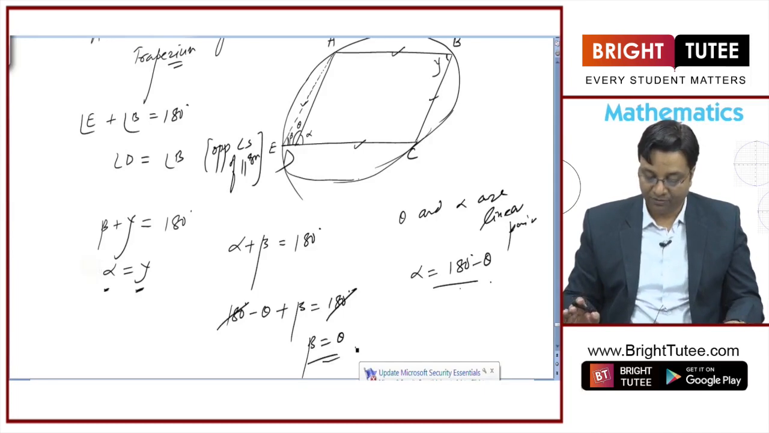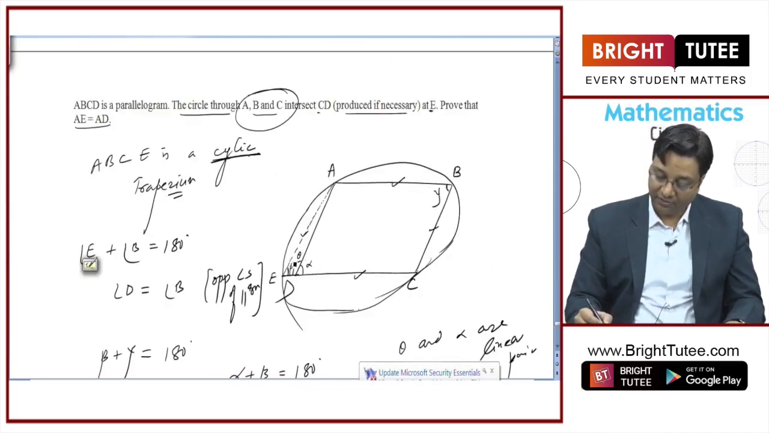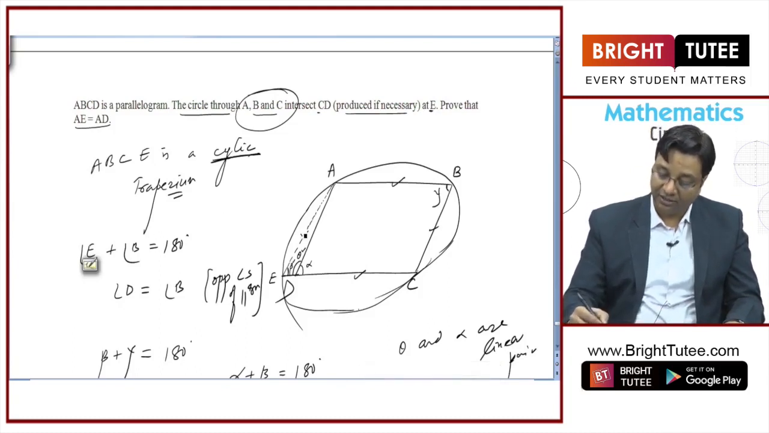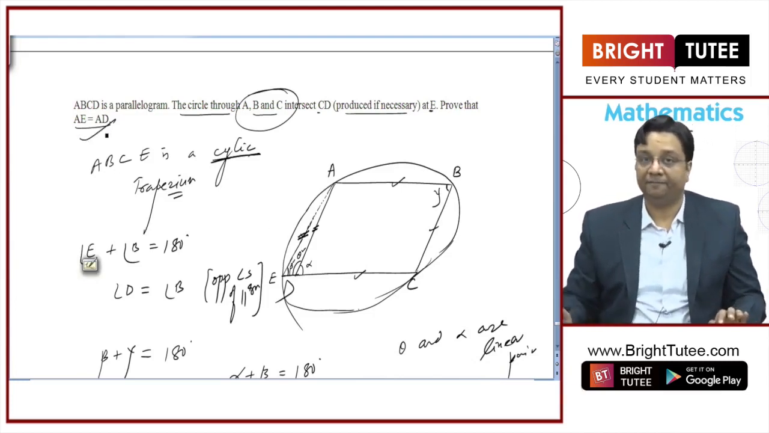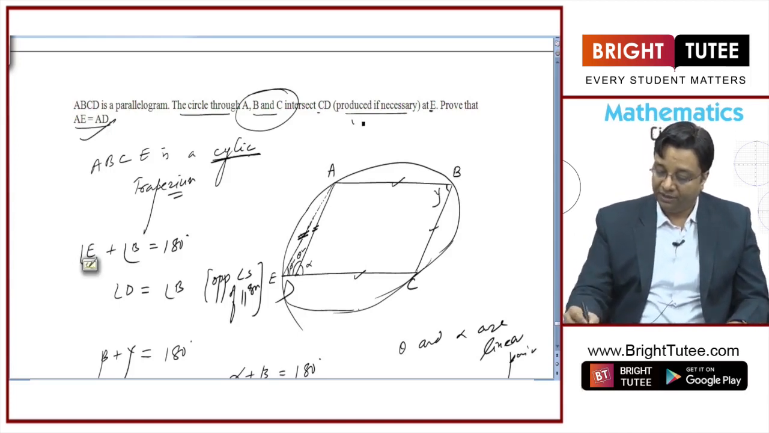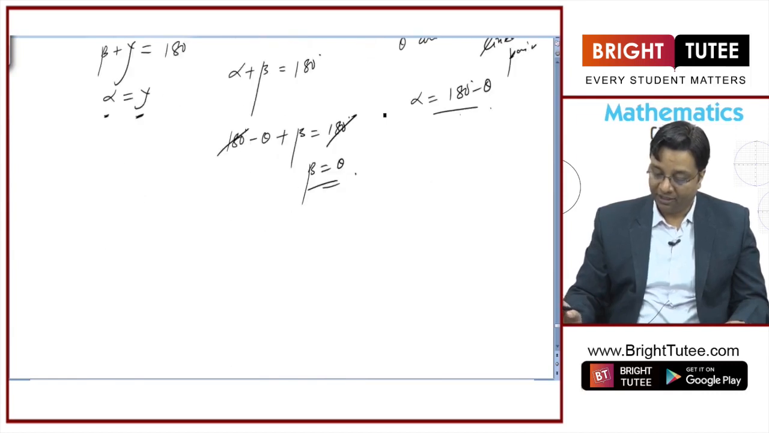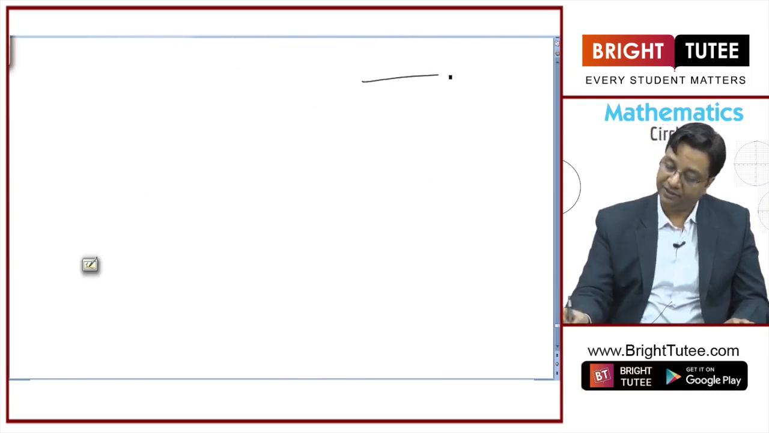This was the purpose of this exercise here, that I wanted to prove this angle equal to this angle here. Now if these two angles are equal, this triangle becomes an isosceles triangle. So the opposite sides to equal angles are also equal. So AE is equal to AD, right? So it can be easily proved. Now if this was the case in which we had to produce CD, there can be another case like this.